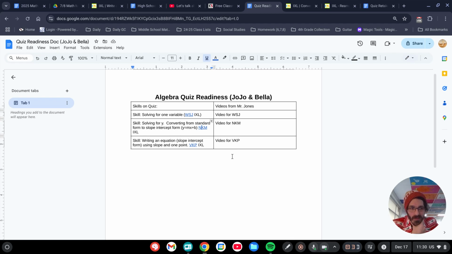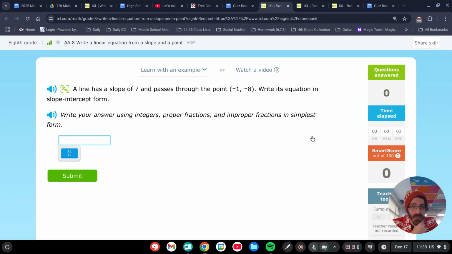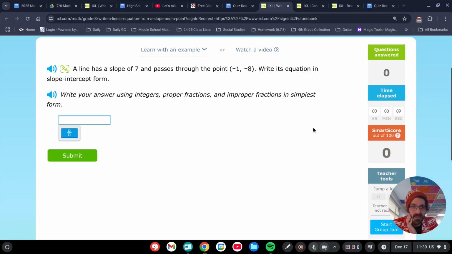Alright, one more video here. This one is for writing an equation in slope-intercept form if you're given the slope and 1 point. Okay, there is an IXL skill here. This is something we did in CPM a couple of times, but certainly is a skill I recommended throughout the last couple of weeks. But here's a video just to show you how to do it.